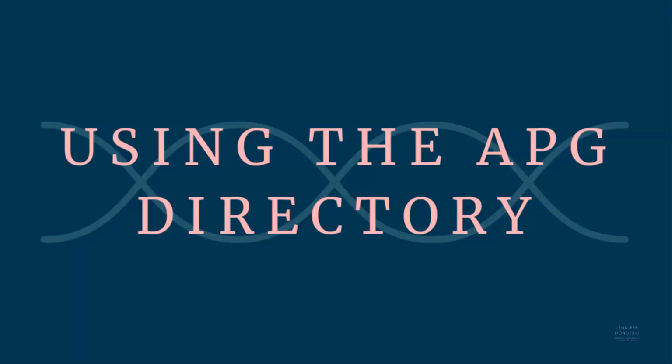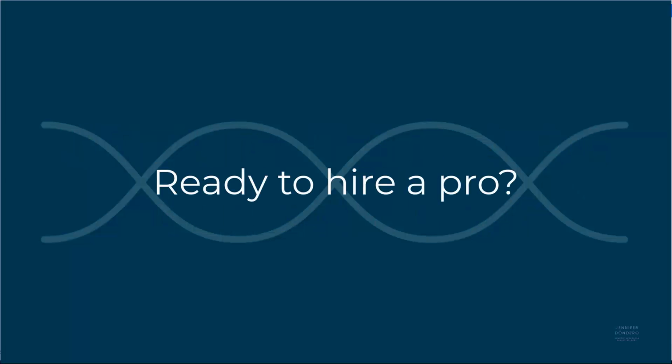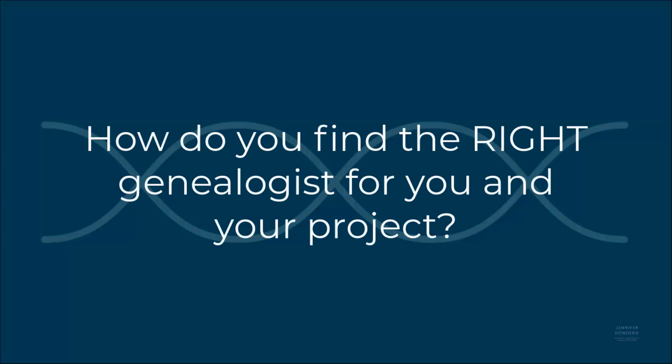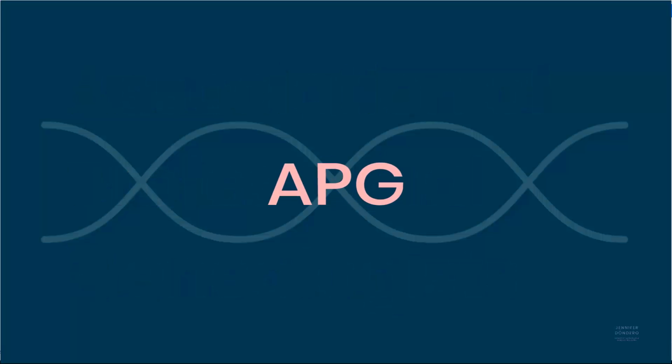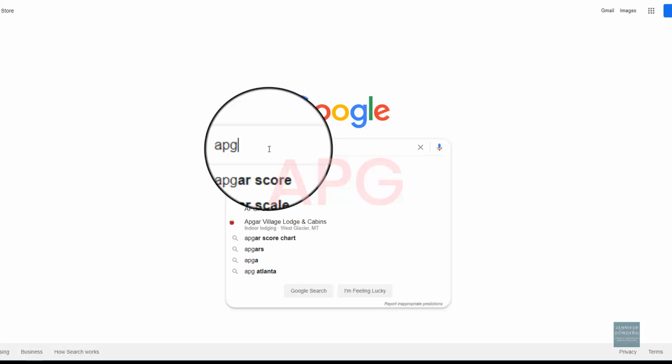So you've decided to hire a professional genealogist to help with your family history project. So how do you find one? Well, a great source to find a professional genealogist is to go to the Association of Professional Genealogists website and use their directory. You can find them at apgen.org.